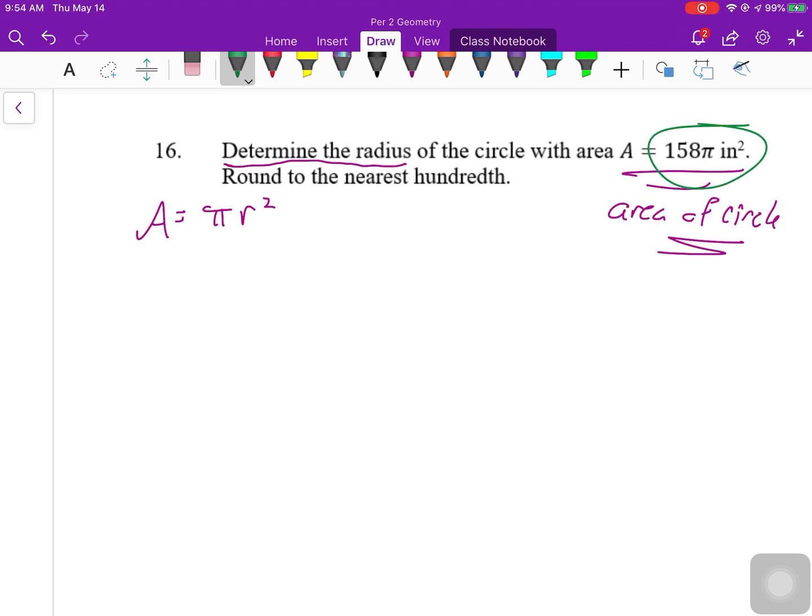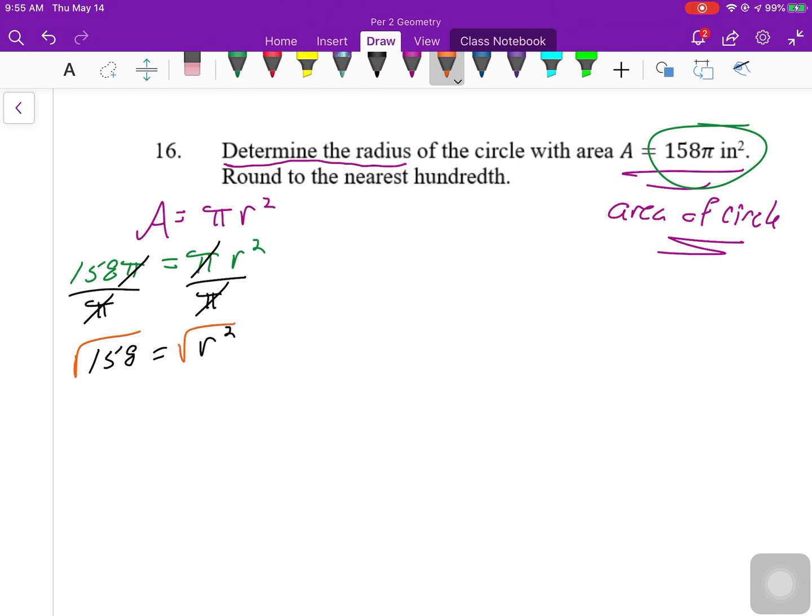So we'll begin with the area of a circle formula. We know what we're going to put in for the A. That's what they gave us, 158 pi. I'm not going to put the units on. It'll just make it unduly complicated to write down. And then on this side, we have pi times radius squared. Now we just use algebra. We'll divide both sides by pi. The pi's, of course, all cancel out. We have 158 equals r squared.